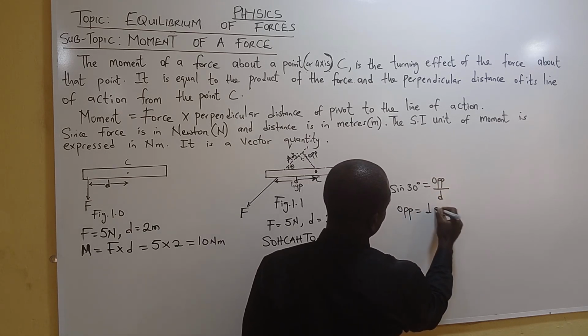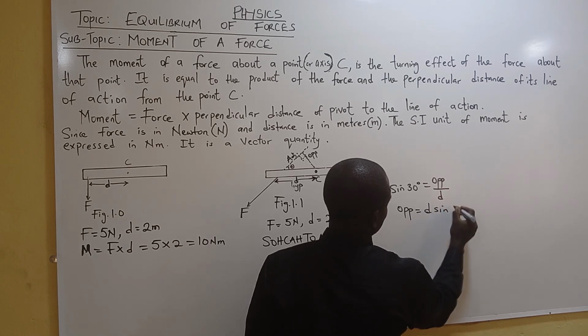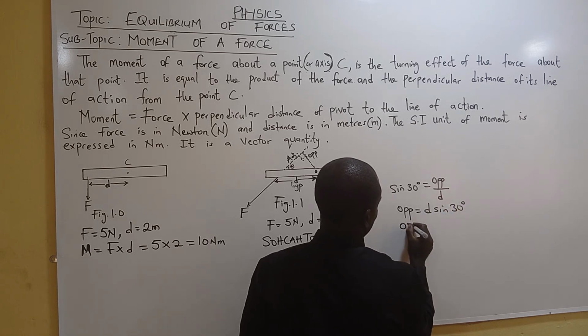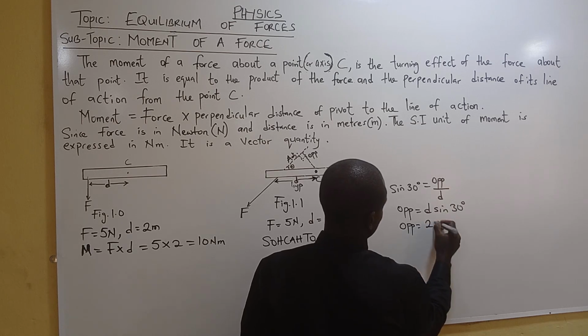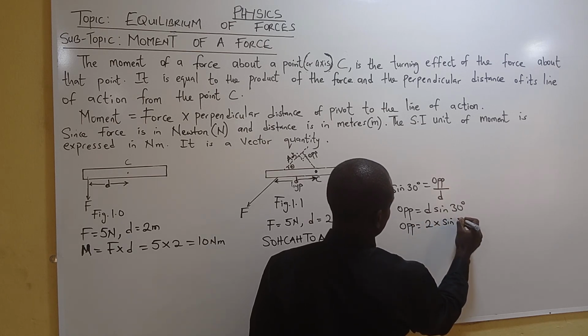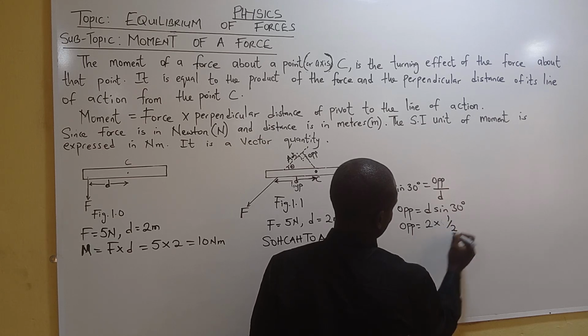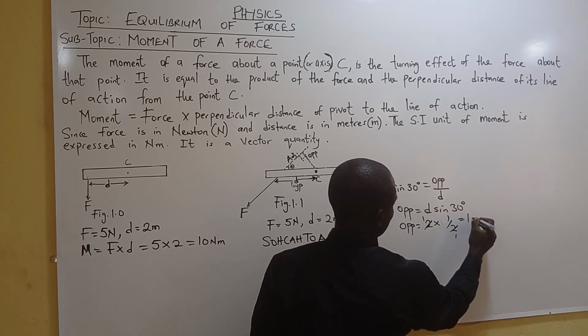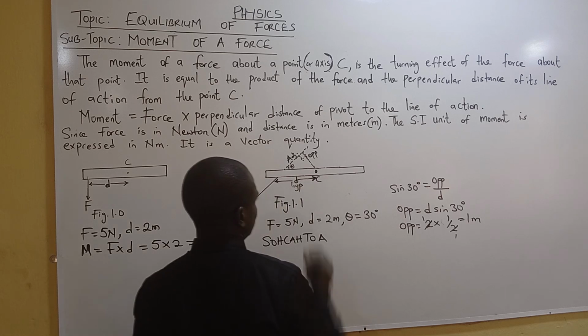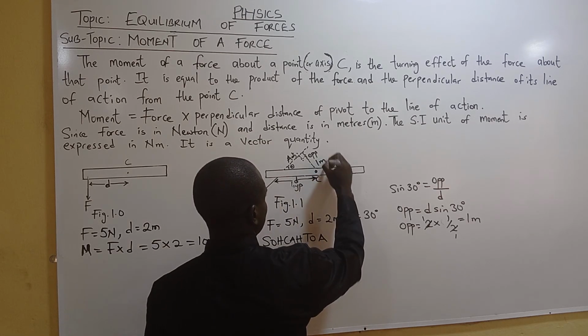Opposite equals D sine 30 degrees. Now, what's D? That's 2 times sine 30 degrees. But sine 30 degrees is half, 0.5. 2 times 0.5 is 1 meter. So the opposite is 1 meter.